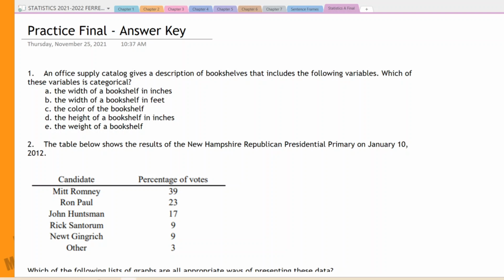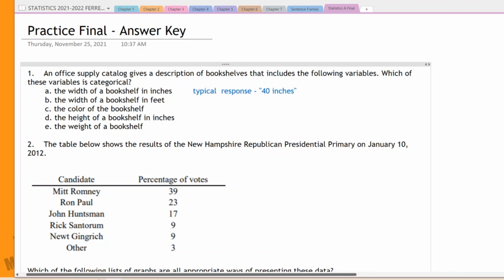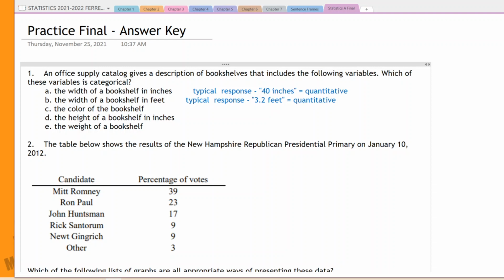So the key here is to think about how one would typically respond to one of these variables. For the first one, it asks, what is the width of the bookshelf in inches? A typical response would be 40 inches, which is a quantitative response. It's an answer in numbers. The second one is the width of the bookshelf in feet. Just like before, the typical response would be something like 3.2 feet, which is quantitative.